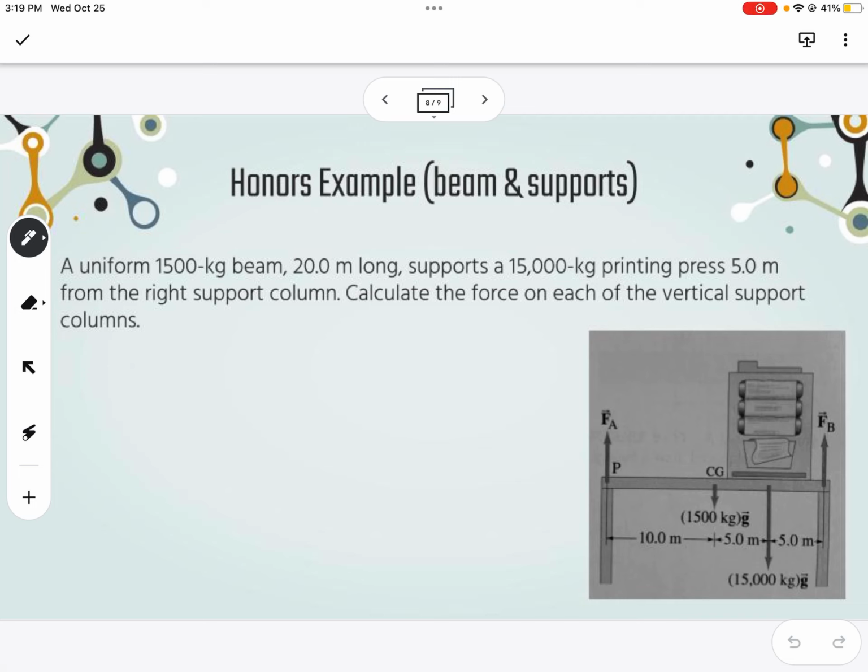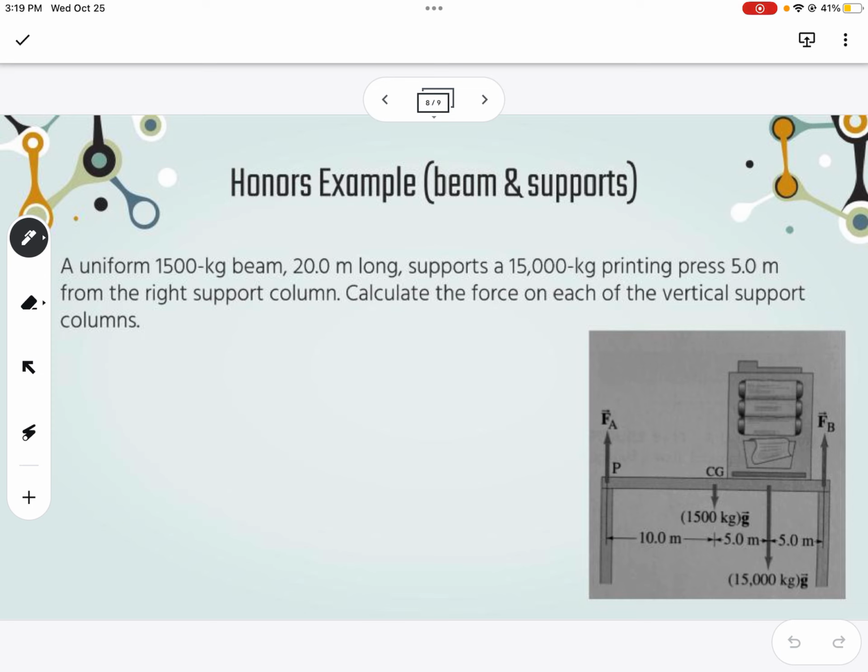Welcome to part 2. We have 2 more examples to go through. This one is definitely a bit of an honors example. There's a lot more going on here, but we get to see how choosing your fulcrum or your axis of rotation is a super helpful tool for us. So stick with it. You got this.